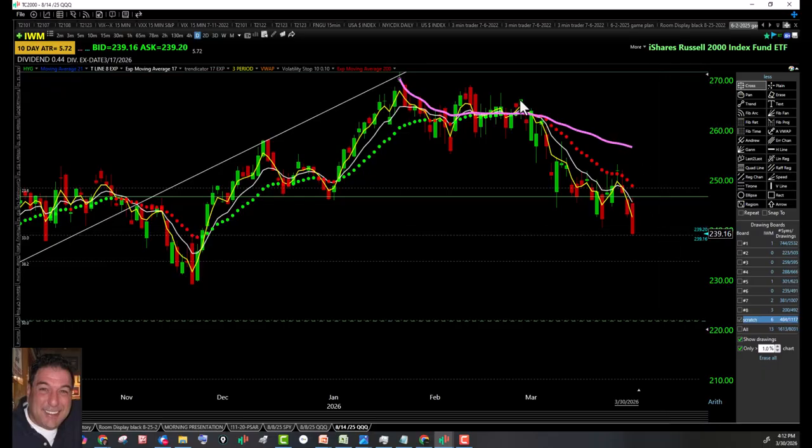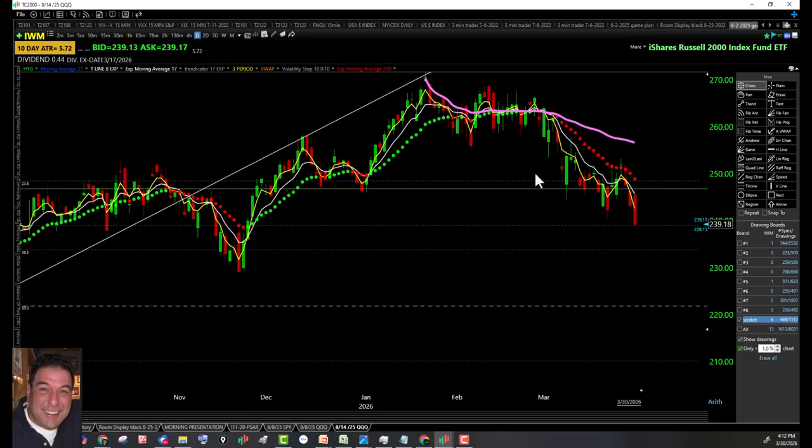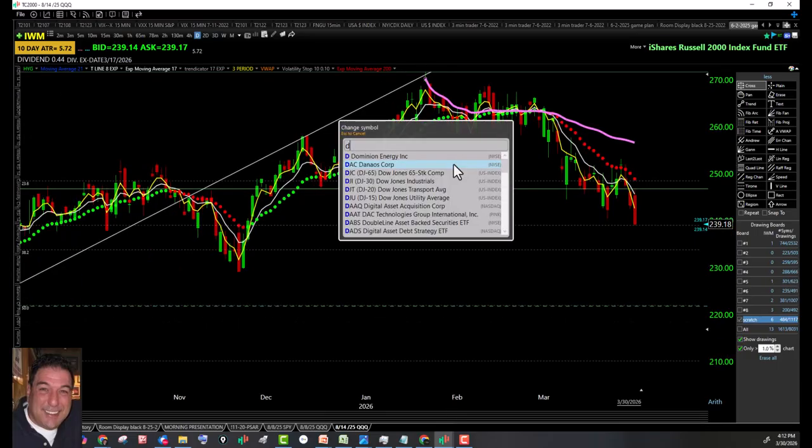But you can see clearly there's a high, there's a lower high, there's a low. They made lower lows, so in a downtrend. So bullish, just barely, but in a downtrend on IWM. Diamond Dow.